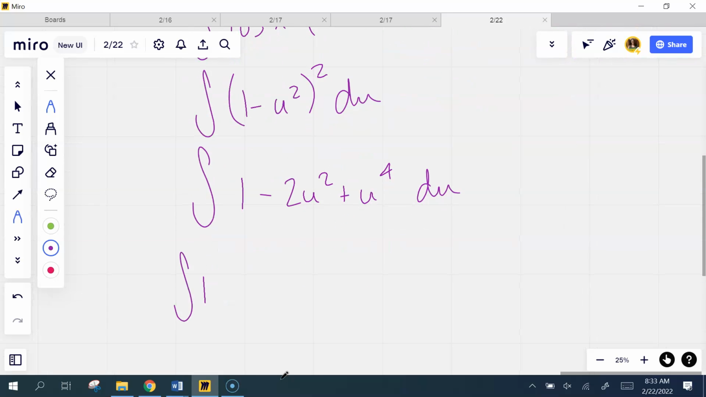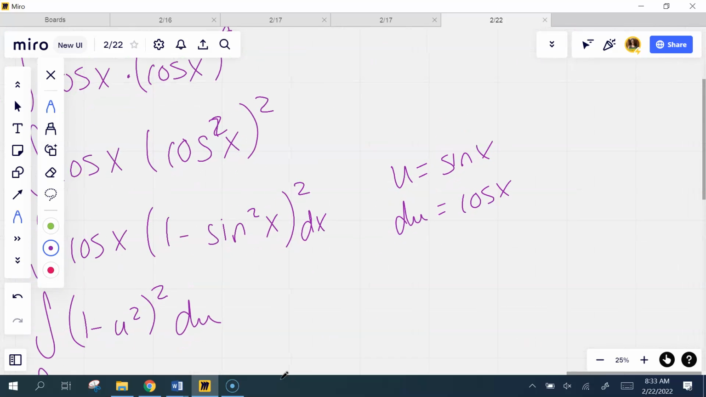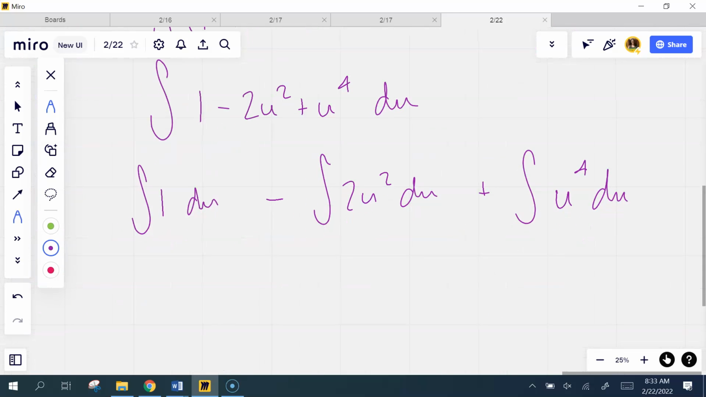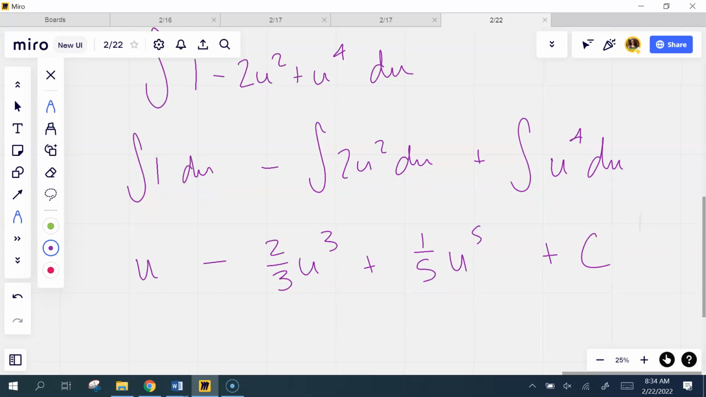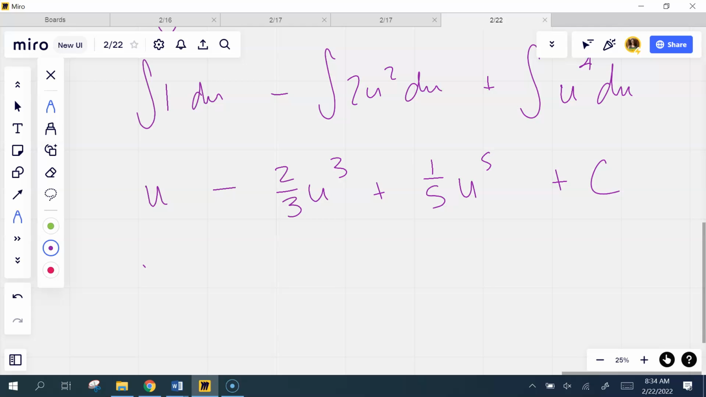So the integral of 1 du minus the integral of 2u squared du plus the integral of u to the fourth du. These are easy to take individually, and then you just have to plug back in. Remember that your u is sine. So this would be u minus 2/3 u cubed plus 1/5 u to the fifth plus c. And what do we let? We let it be sine x.